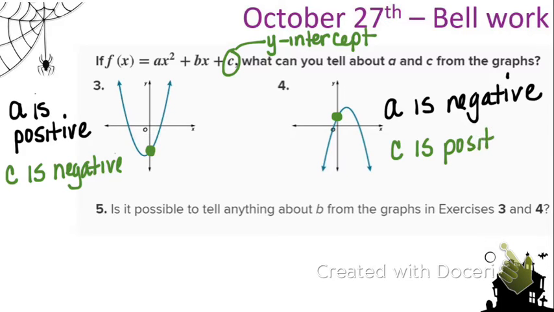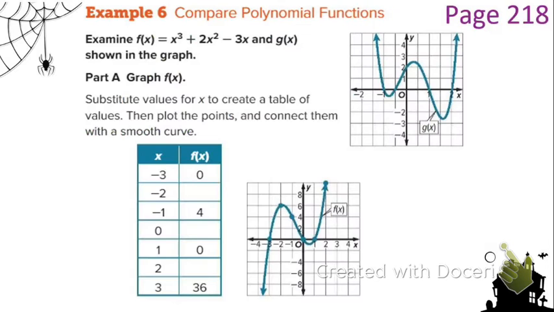All right, so we only have one example to finish, and then we'll have the rest of the class to finish our corrections, and you can make your appointment for your test. If you want to do a retake, you can make an appointment for your retake. So in your review book, go to page 218, and we're going to look at example 6.